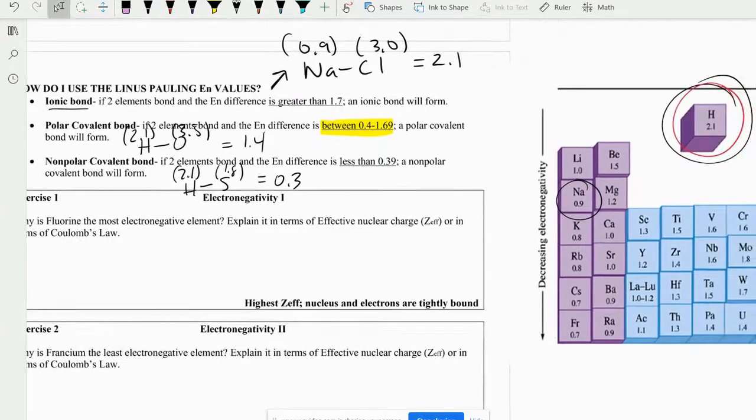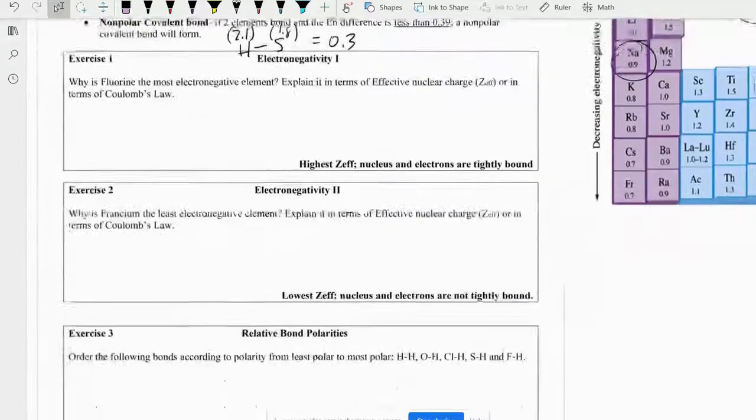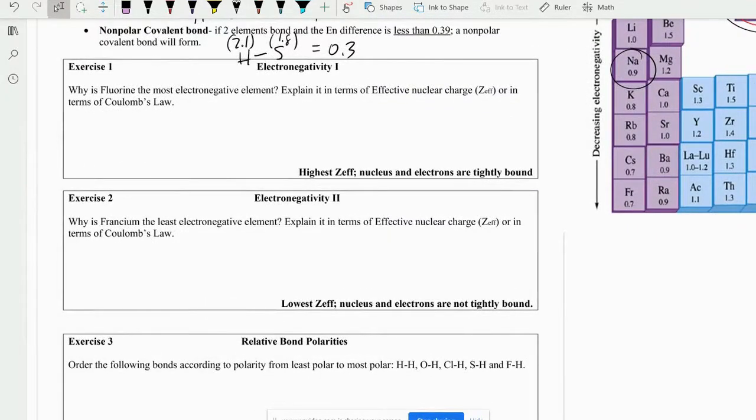You don't need to remember all the specific values on the periodic table. You just need to recognize when there are two elements bonding, and according to their electronegative values, what the bond type would be. All right, let's do a little bit more exposure with some of these practice problems. It's asking in exercise 1, why is fluorine the most electronegative element? And it wants us to explain this in terms of effective nuclear charge or in terms of Coulomb's law.